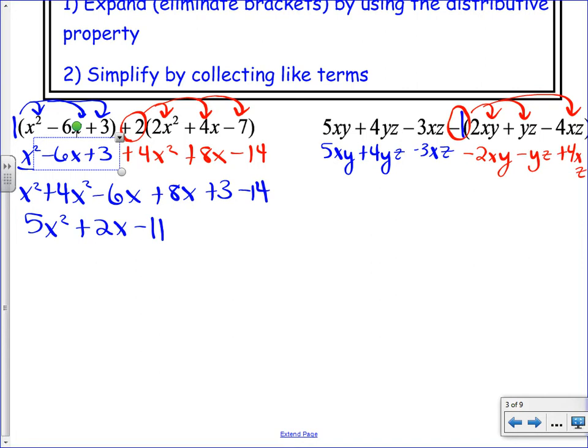Okay, Ben, what will be my next step here? I've gotten rid of all of my brackets. What do I have to do? 5xy minus 2xy. Good. We're grouping them together. So keep going for me. Plus 4yz minus yz. Minus 3xz plus 4xz. Perfect.